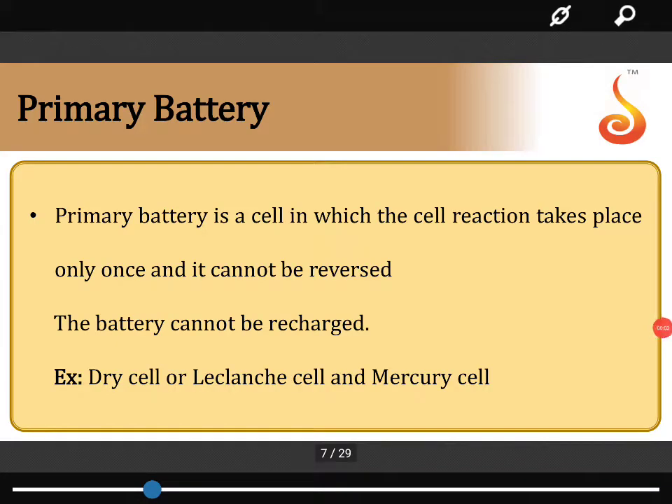So this is lecture number 9, slide number 7. This is regarding primary battery. So this definition is very simply given here. The primary battery is a cell in which cell reaction takes place only once, it cannot be reversed.